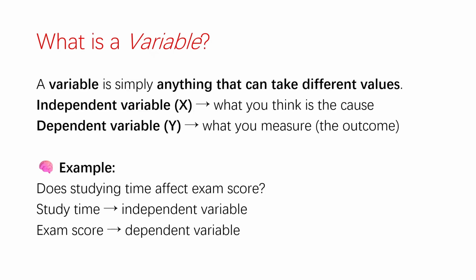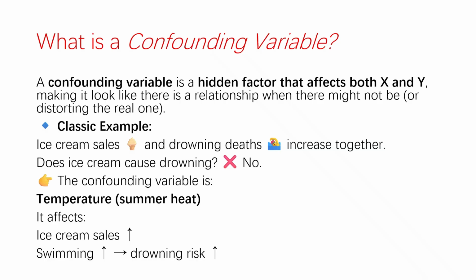In most studies, we usually have two types of variables: the independent variable, which is what we think is causing something, and the dependent variable, which is the outcome we measure. A confounding variable is a hidden factor that influences both the cause and the outcome, making it look like there's a relationship when there might not be, or at least not the one we think.